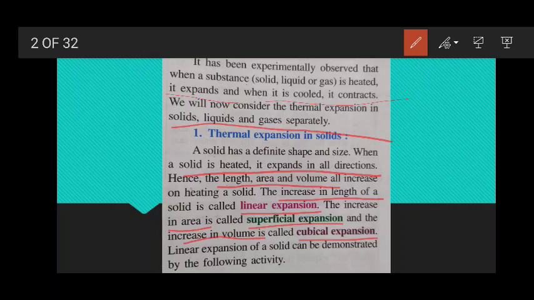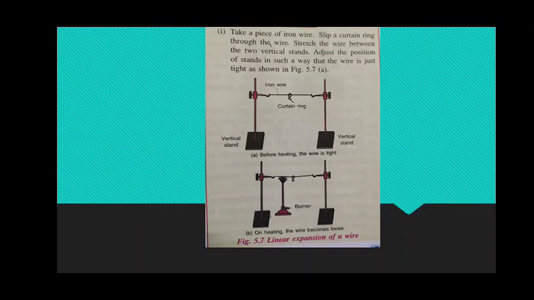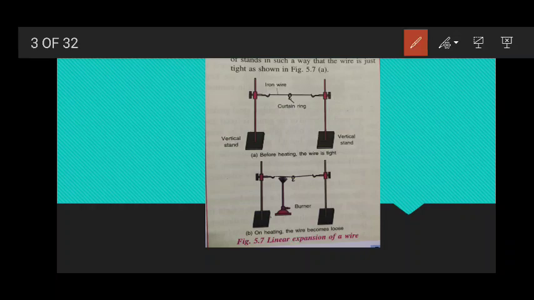Okay, so now let's try to understand this through this activity, linear expansion of solid. For this, take a piece of iron wire, slip a curtain ring through the wire and stretch the wire between two vertical stands. You can see here two vertical stands, and adjust the position of the stands in such a way that the wire is just tight. You can see this in figure A.